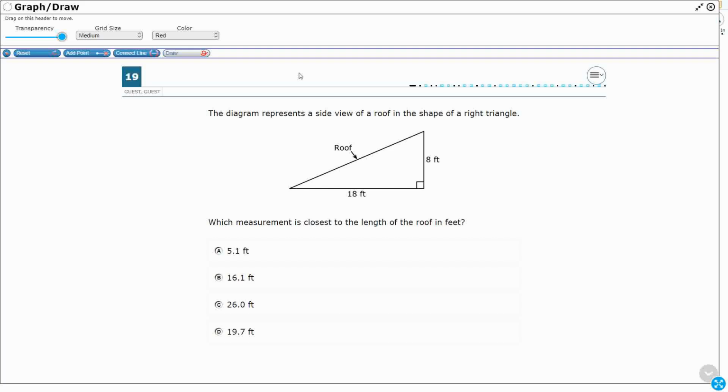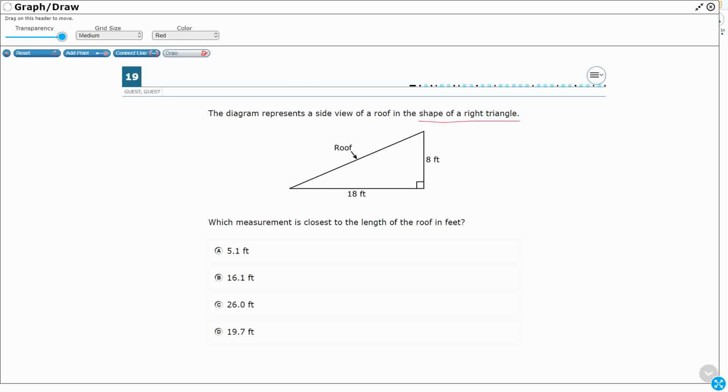All right, so we have a diagram that represents the side view of a roof, and here's the key part. It's in the shape of a right triangle. Not only does it tell us it's a right triangle, this little square is our universal symbol to let us know we have a 90-degree or a right angle.